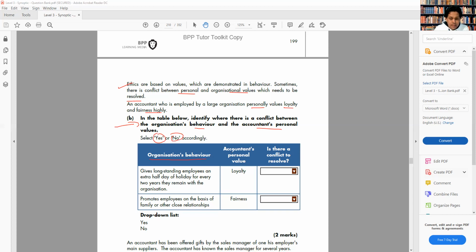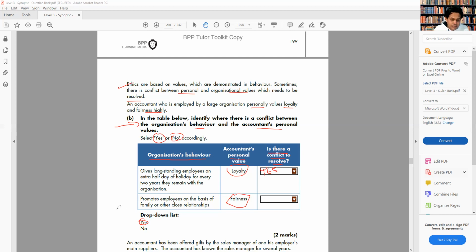Organizational behavior, an accountant's personal opinion, and whether there is a conflict to resolve. So I have loyalty, that's my view, and I have fairness, this is my personal value basically. Give long-standing employees an extra half day holiday for every 2 years they remain with the organization. So obviously I am an employee of the organization, so that is relevant to me. So for whether there is a conflict to resolve, the answer will be yes, because I'm also an employee of the organization. So somehow I am also involved with that decision.